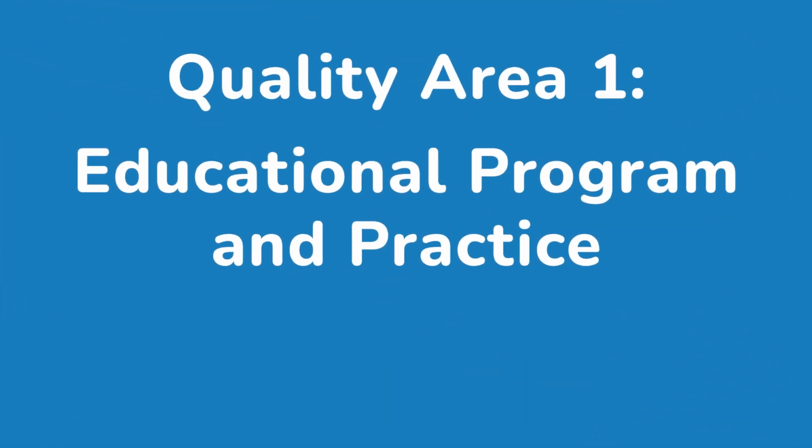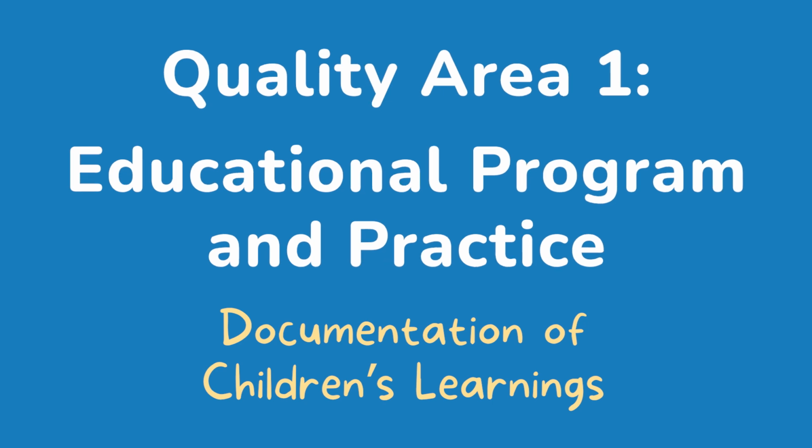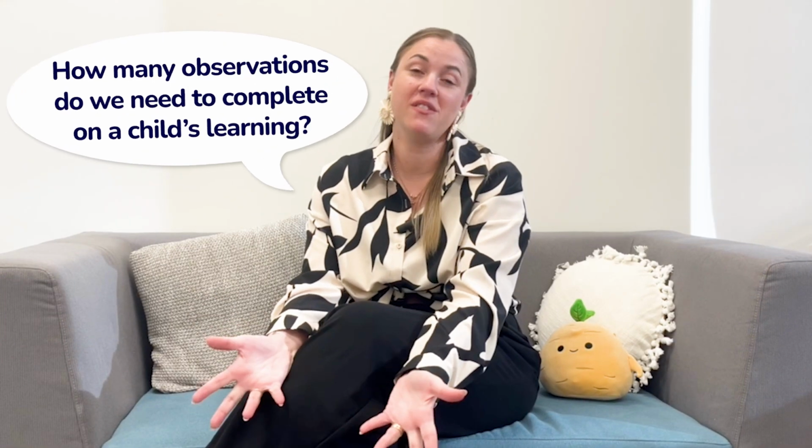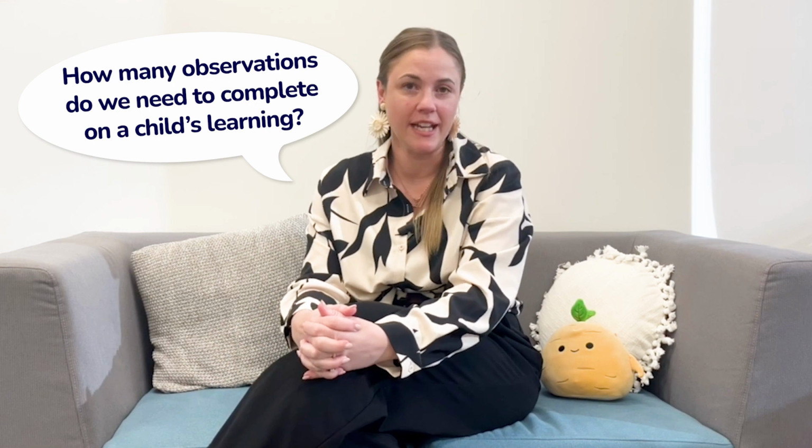Let's take a little look into Quality Area 1 and, most importantly, documentation of children's learning. So quite often we see the question, how many observations do we need to complete on a child's learning? Whereas the question should be, how meaningful are our learning journeys and do they reflect learning outcomes? Do our practices support each child to become capable and confident learners?